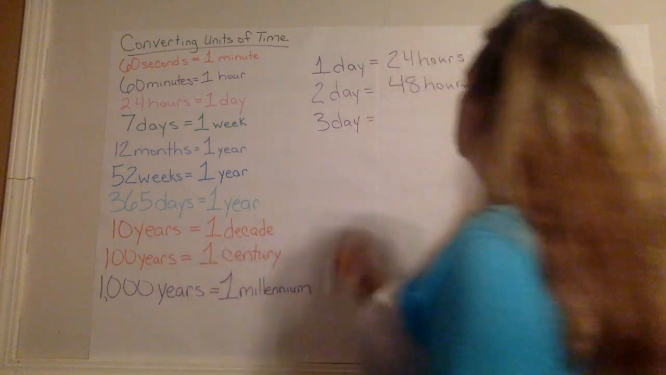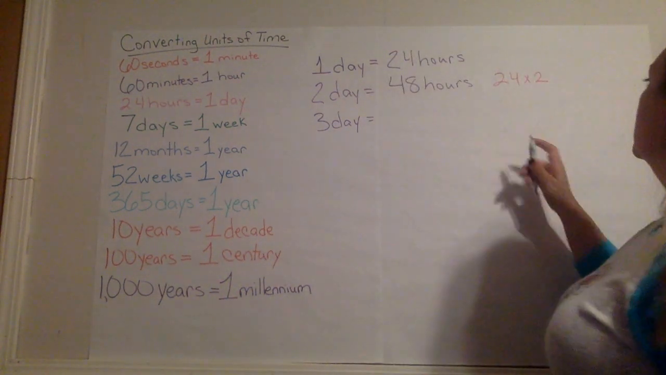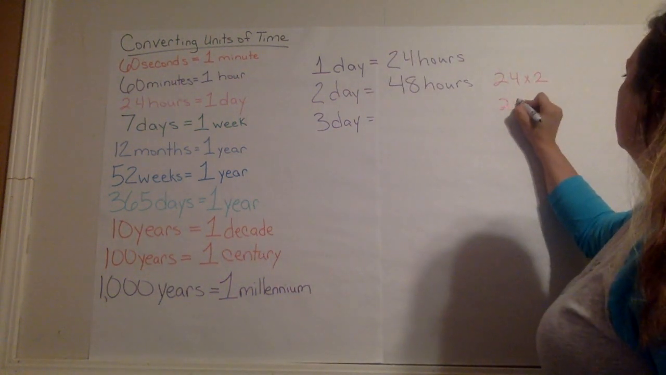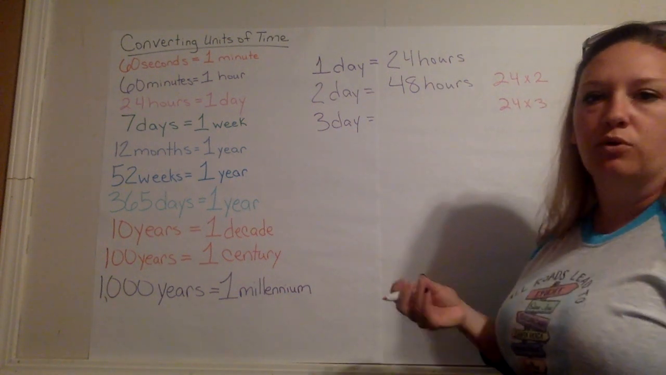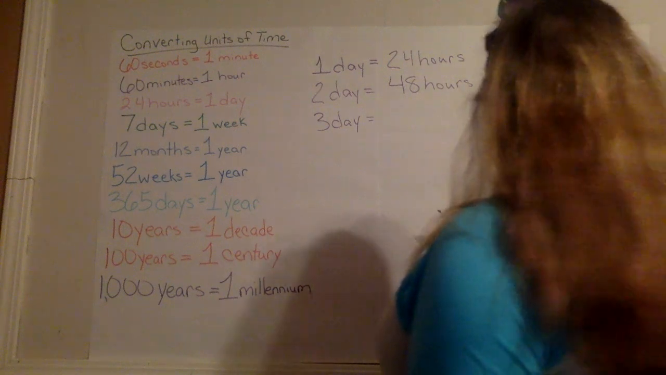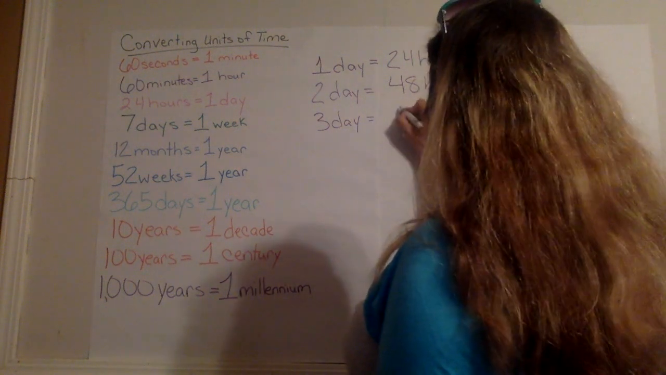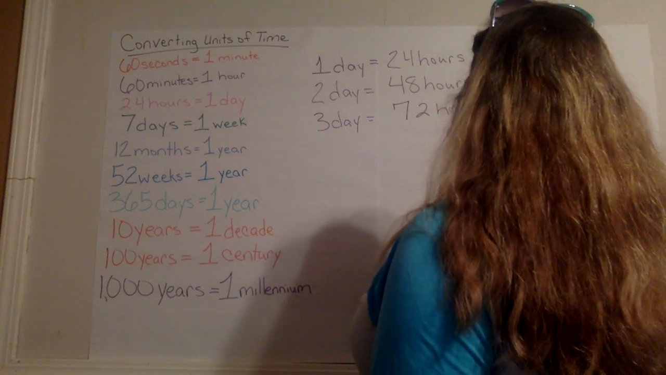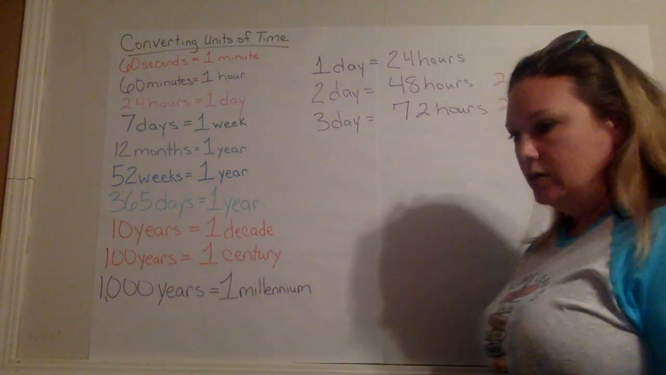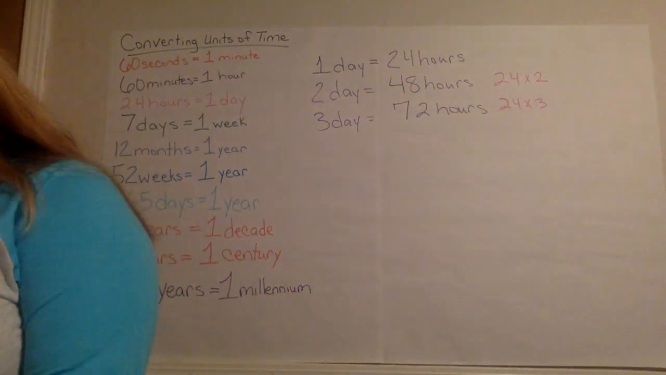How many hours in 3 days? Well, we're saying 24 times 3, or you can skip count 24 plus 24 plus 24, and you're going to get 72 hours.